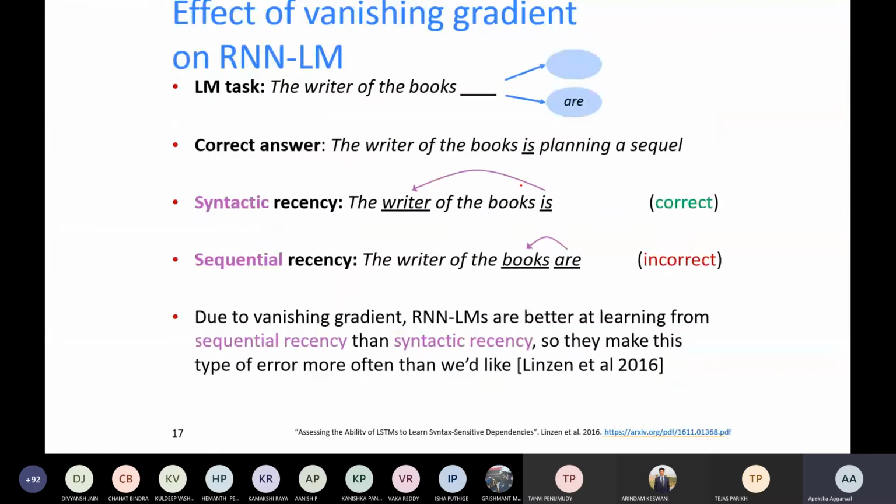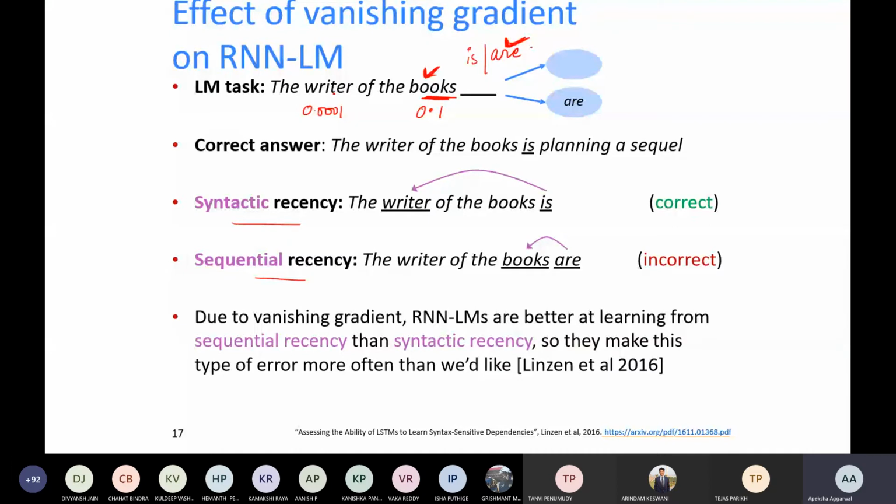Next is another example, syntactic and sequential recency. Suppose this is a sentence, the writer of the books. Now next word should be is or are. Now, if vanishing gradient is there, so its significance is 0.0001 and its significance is 0.01. So it will consider it more significant. So if books is a plural, so it will say, okay, are would be the next word.